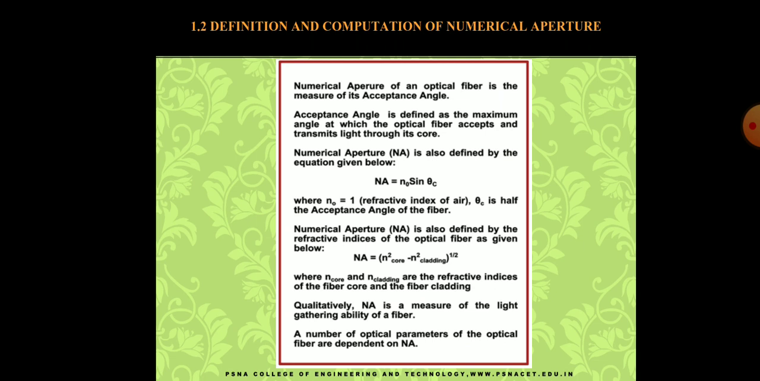And the numerical aperture is also expressed by one more mathematical expression, that is NA = (n core squared minus n cladding squared) to the power of 1/2. N core and n cladding are the refractive indices of the fiber core and the fiber cladding. And another definition for the numerical aperture is how the fiber gathers light. The ability or capacity of the fiber to gather light is also measured here.